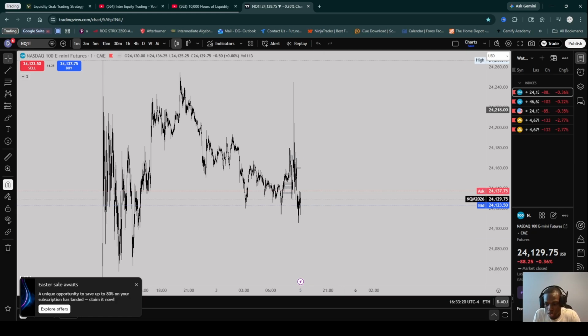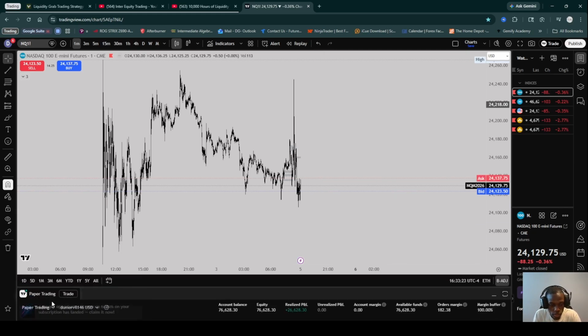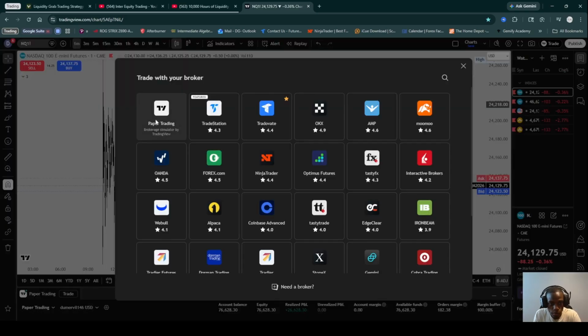And then TradingView is connected to brokers. Right now I'm signed in with the simulator version of it, but I trade with Tradovate, and I've been trading with Tradovate for quite some time.